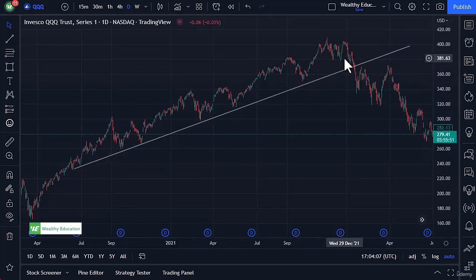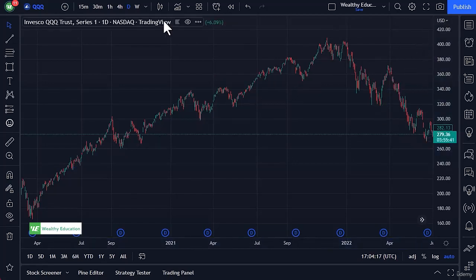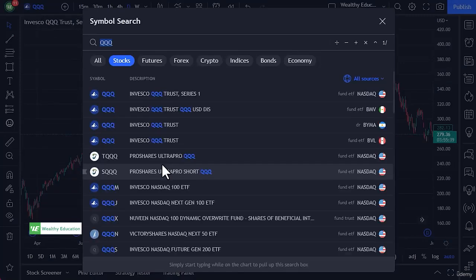Notice how we had bounced from this line. We broke through it, entering a downtrend, retested it, just like you do horizontal support resistance, and then finally broke down. The higher the time frame, the more relevant the trend line is.